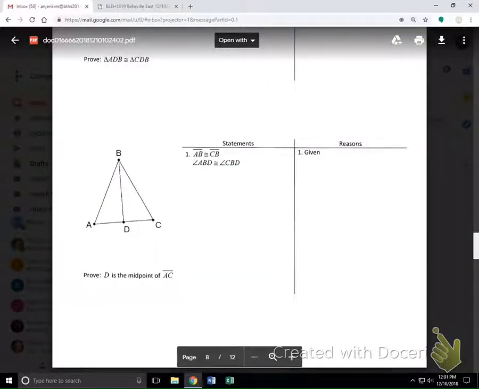Okay, so now we are looking at the same given statement. Segment AB is congruent to segment BC, and angle ABD is congruent to angle CBD. So again, our goal is to show that D is the midpoint of our segment. So to show something is a midpoint, yes, Randall?